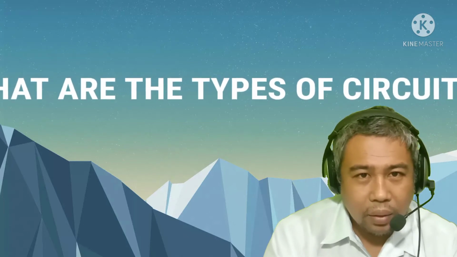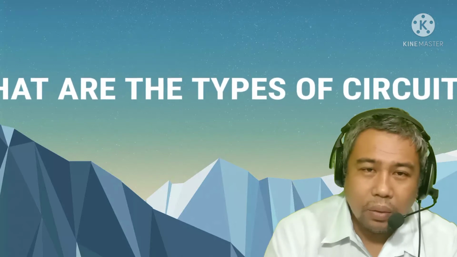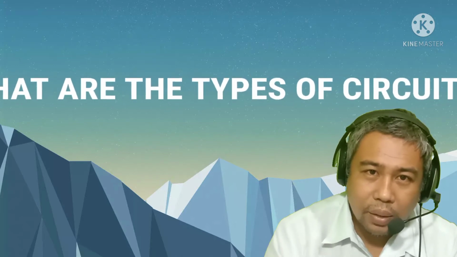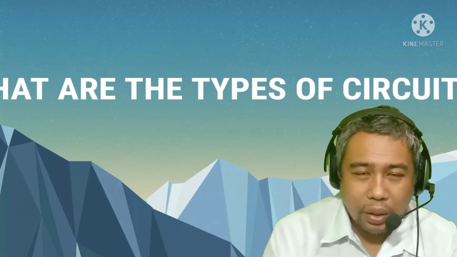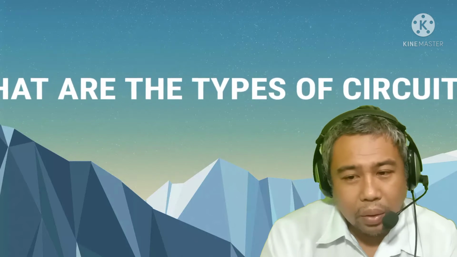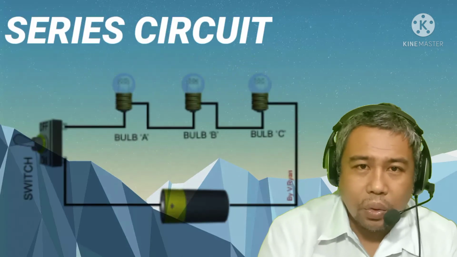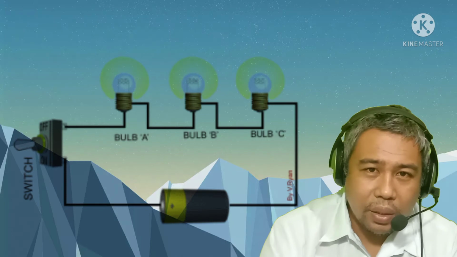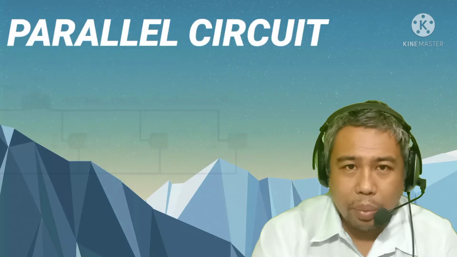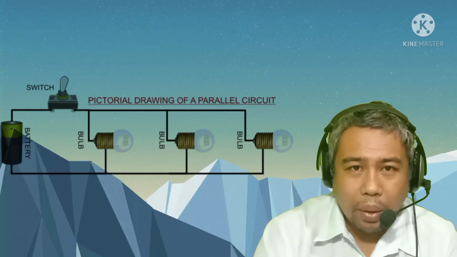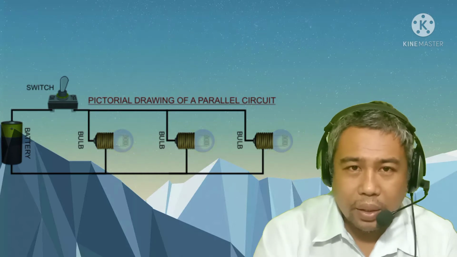Okay, Series. Very good. Yes, Parallel. Very good. So those are the types of circuit. First, we have a series circuit. Here is the pictorial diagram of a series circuit. Analyze the circuit. Next, we have the parallel circuit. And here is the pictorial diagram of a parallel circuit. Analyze the circuit.